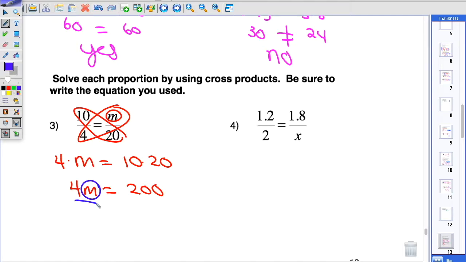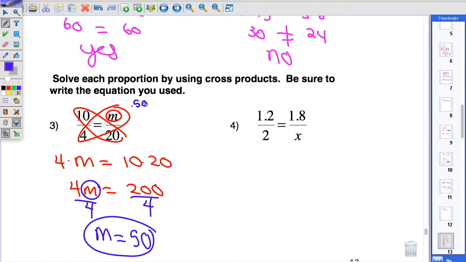We want to get the variable by itself, so we're going to undo the multiplication. We're going to divide both sides by 4, so m is equal to 50. To check to see if it works, check your cross products. Multiply your 4 times 50, which is 200, and 10 times 20 is 200.